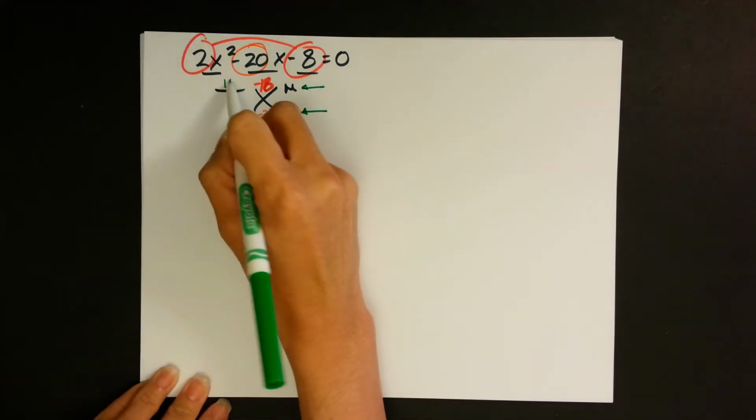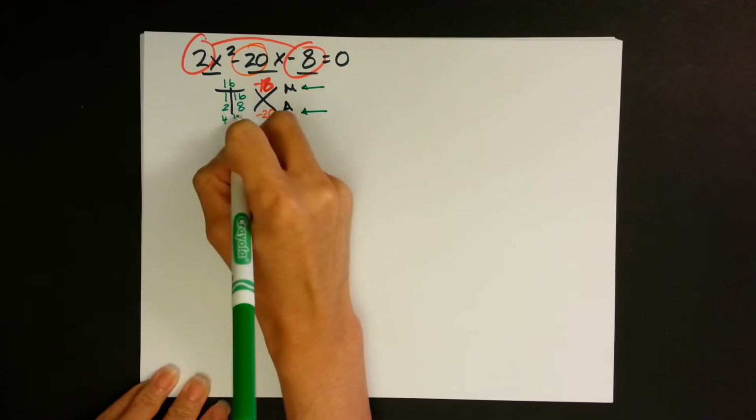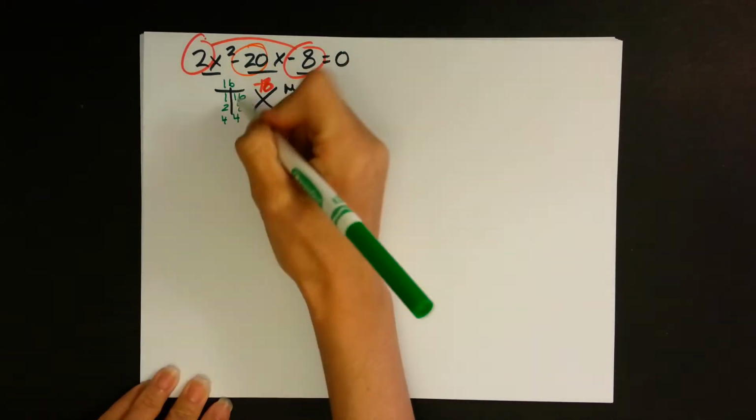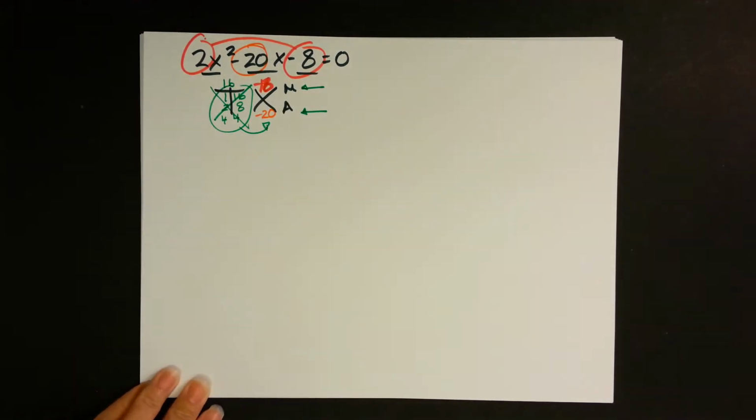So let's look at the factors of 16. That's 1 and 16, 2 and 8, 4 and 4. Are any of these ever going to give you 20? No. So I actually can't factor this in the usual way. And if you don't want to resort to the quadratic formula, this is one of the uses of the completing the square method. So let's try to solve this via completing the square.